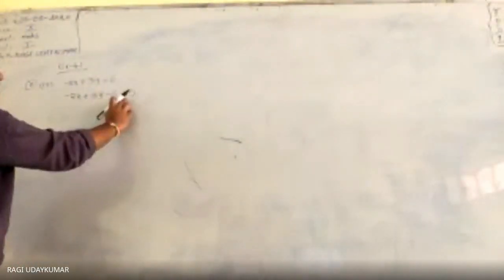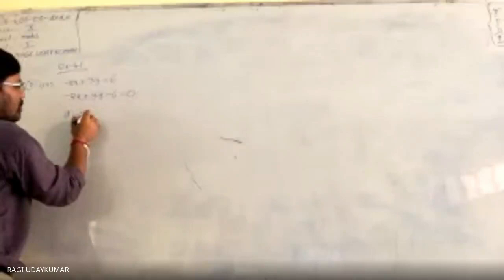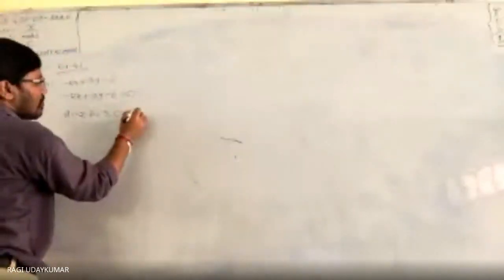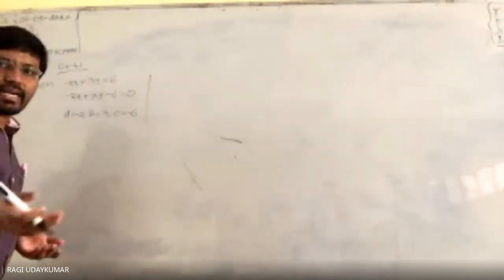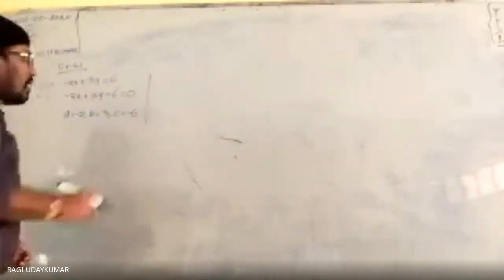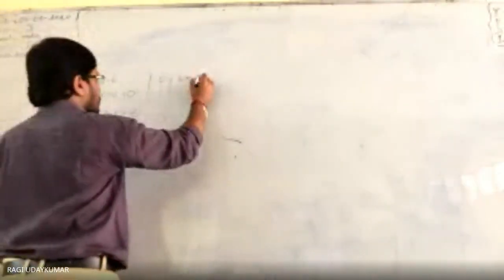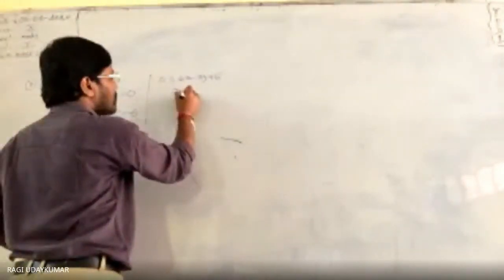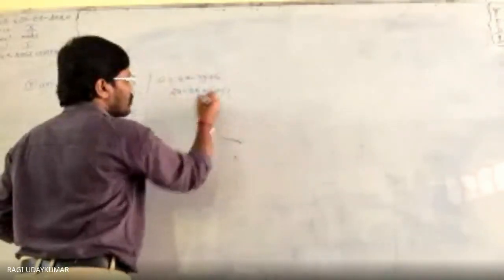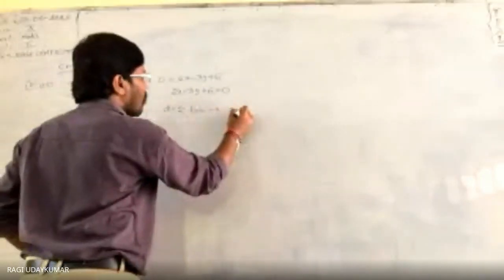So minus 2x plus 3y minus 6 equal to 0 is the equation, and it is in the form of ax plus by plus c. a is equal to minus 2, b is equal to 3, c is equal to minus 6. If you want, you can take these two terms to the right side also. Then 0 is equal to plus 2x, minus 3y, plus 6. So you get 2x minus 3y plus 6 is equal to 0. In this equation a is 2, b is minus 3, c is plus 6.